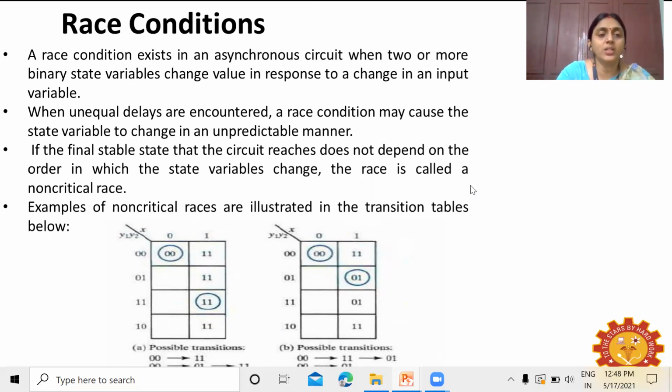So in the non-critical race, the final state of the circuit does not depend on the order in which the state variables get changed. Here is an example of non-critical races illustrated in the transition table. Here the possible transitions are given in circular form, circled in the flow tables.